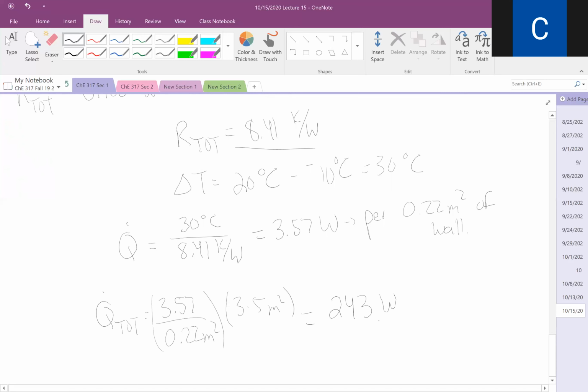Are you going to change the 30 degrees Celsius to Kelvin? It doesn't matter since it's a delta degree. A delta Celsius and a delta Kelvin are the same. Right, right.